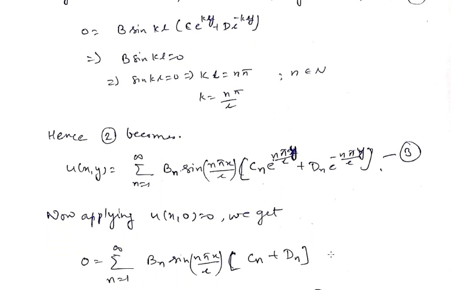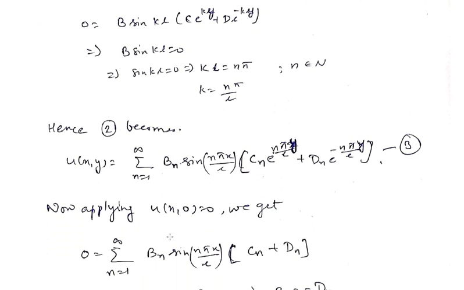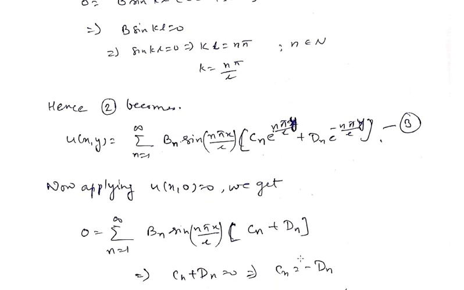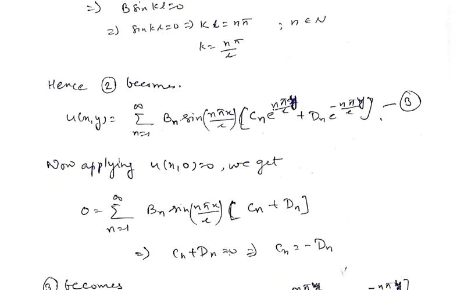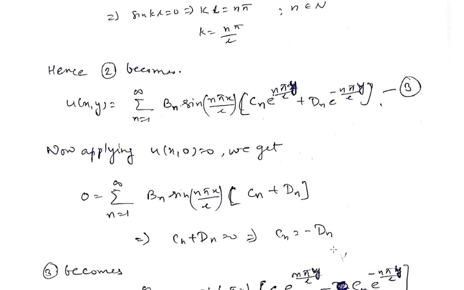Now in this equation we apply another boundary condition, which is u(x, 0), means at y equals 0, u(x, 0) is 0. It's given here in equation 3. Putting y equals 0, we get 0 equals summation n varying from 1 to n, b_n sin(n pi x upon l) into (c_n plus d_n). So from here we get c_n equals minus d_n.